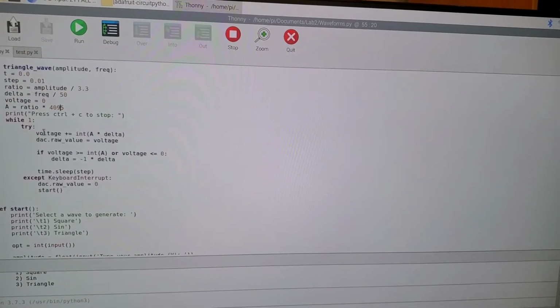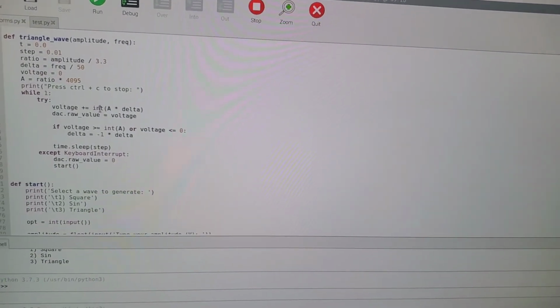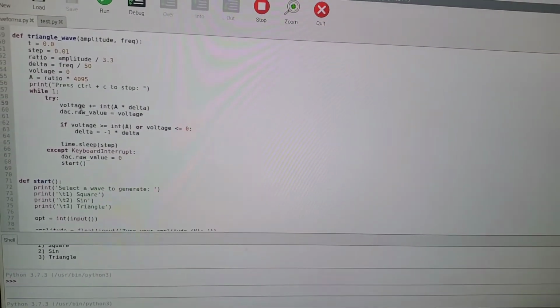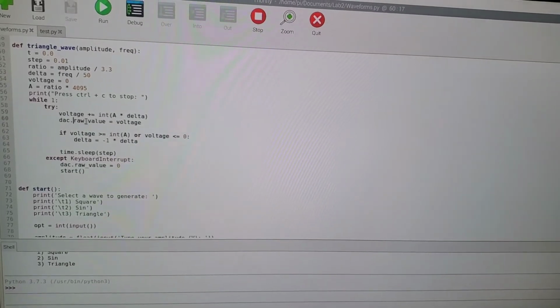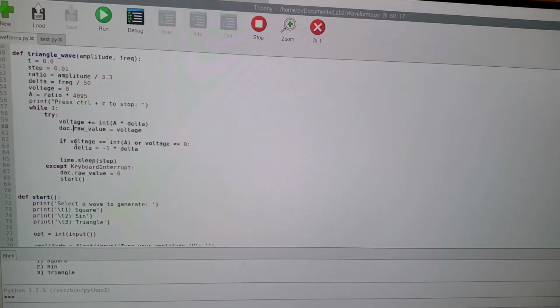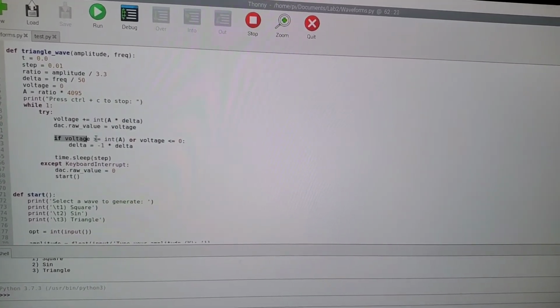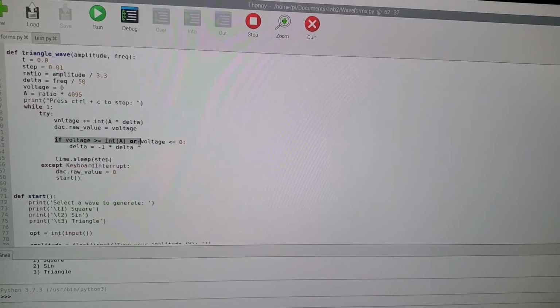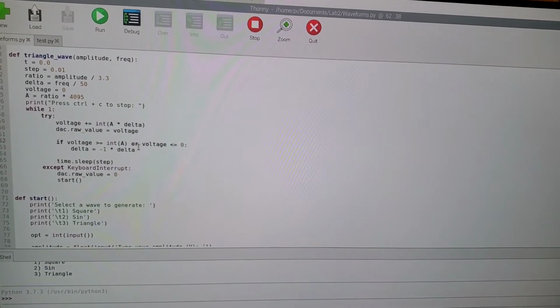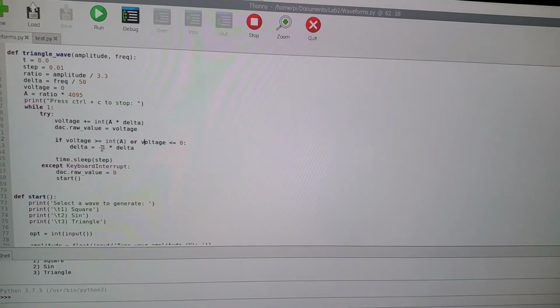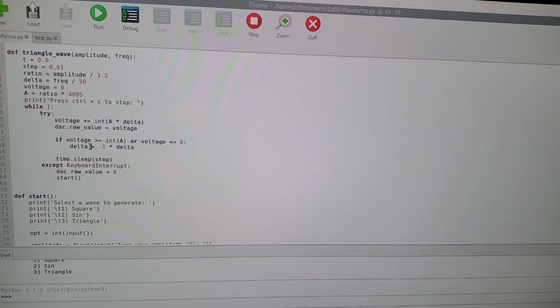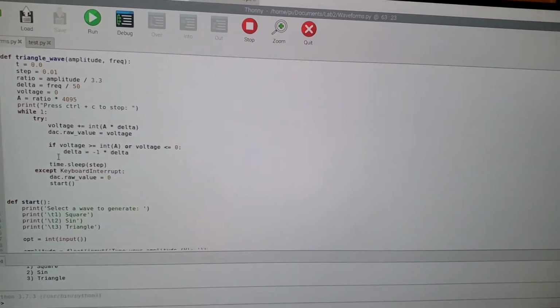So what happens is it adds A times the delta to the voltage, and then it outputs that to the DAC. And then it checks if we've reached the maximum voltage allowed or the minimum voltage allowed, and then delta equals negative delta, and it repeats the process over and over again.